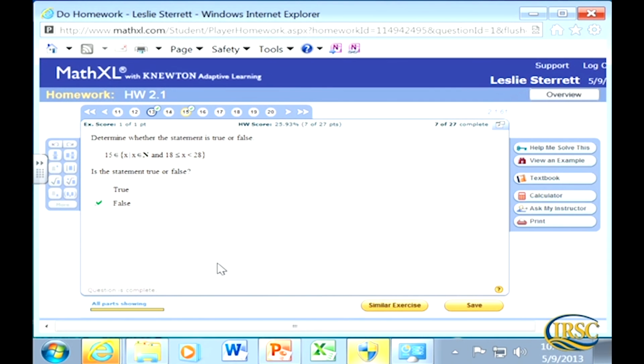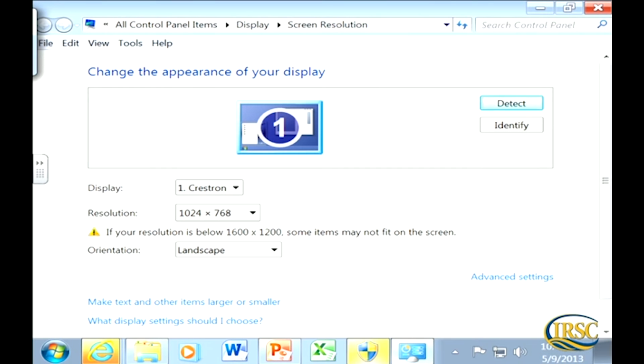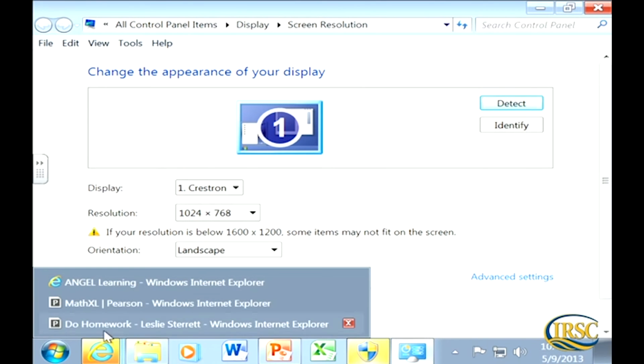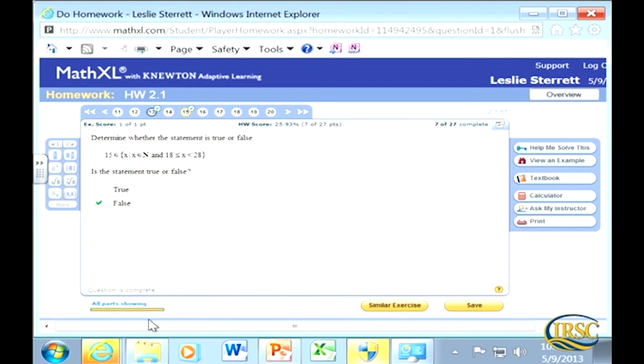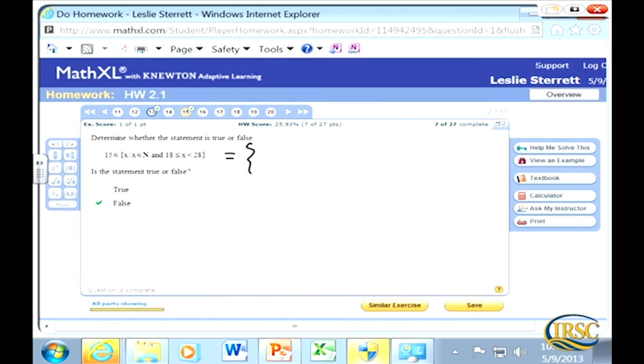As 15 is an element of this set. Now, sometimes to answer this question, it might help to rewrite it in roster form so that you could see it better that way. So, what is the lowest number in this set? 18, because it's equal to 18, and it's between 18 to 28. So we need 18, 19, 20, ... we're going to go up to 27, 28, and so on.